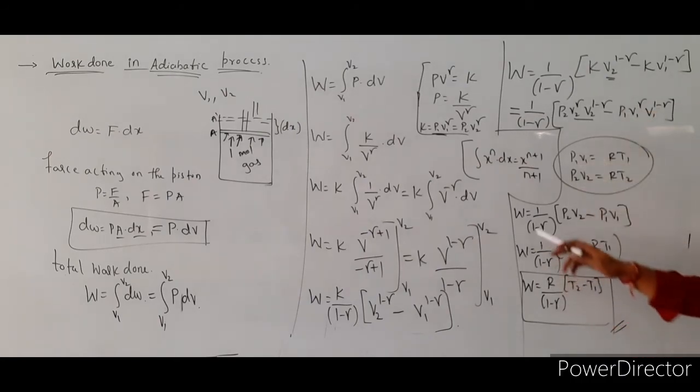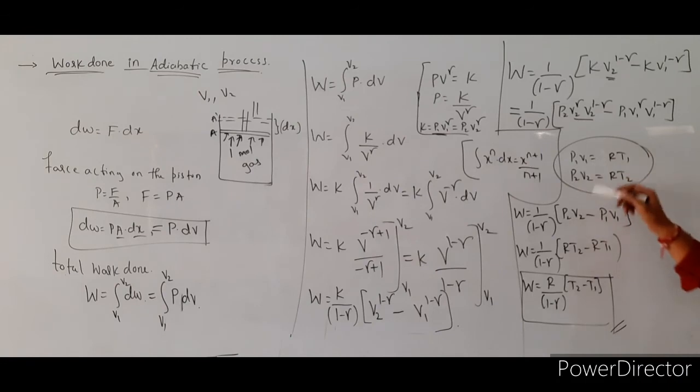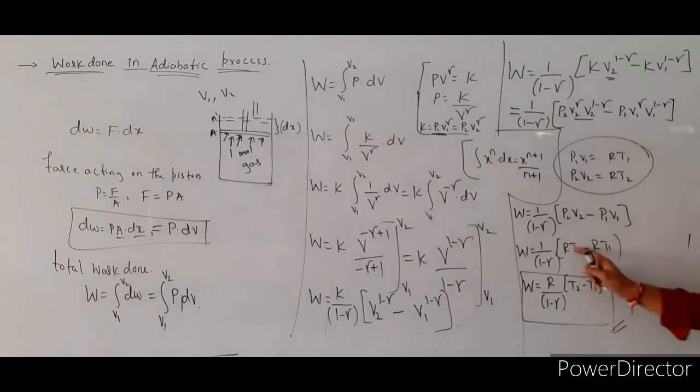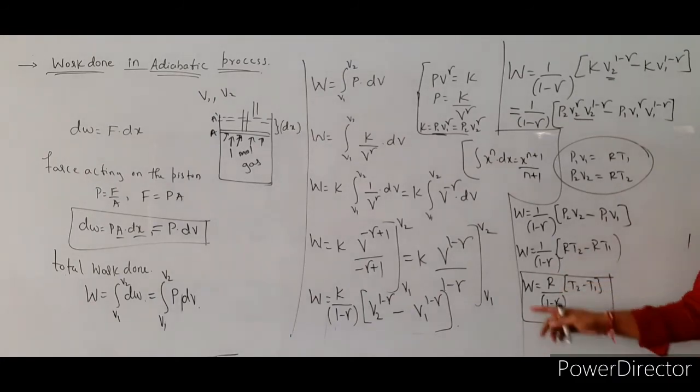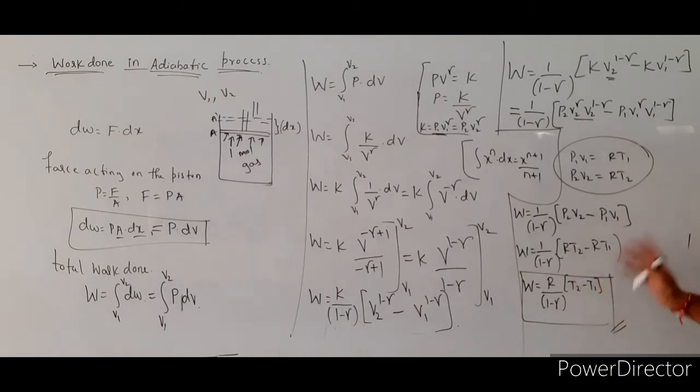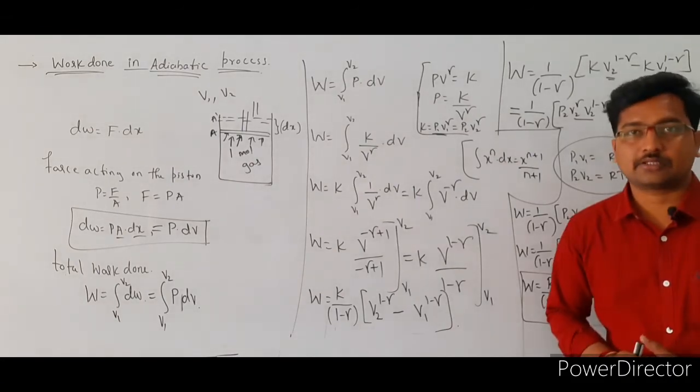Okay, so after that the equation becomes W is equal to 1 divided by 1 minus gamma, P2 V2 minus P1 V1. So from the ideal gas equation, for 1 mole of a gas, P1 V1 is equal to RT1, P2 V2 is equal to RT2. So substitute this value in this equation, take R common, then the final result is W is equal to R divided by 1 minus gamma, bracket of T2 minus T1. So this is the work done in the adiabatic process.